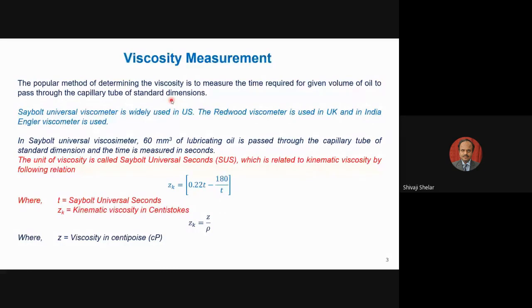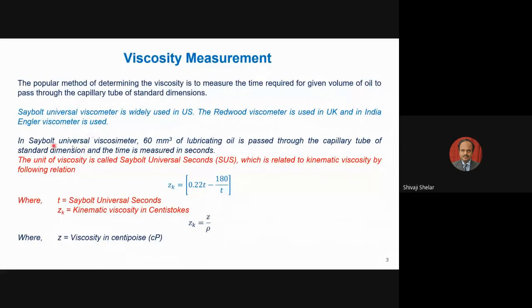So your standard quantity of liquid will be taken, and a standard size of capillary will be used. And with the help of that standard capillary tube and standard time, you can calculate the measurement. There are different methodologies used in different continents. If you take America, that is the US, they will use the Saybolt universal viscometer. In the UK and European countries, they use the Redwood viscometer, and in India the Engler viscometer is used. Every viscometer has a slightly different methodology, but the outcome should be similar.